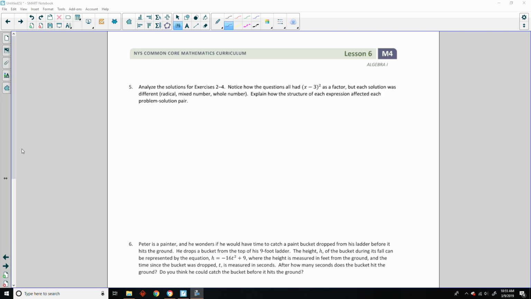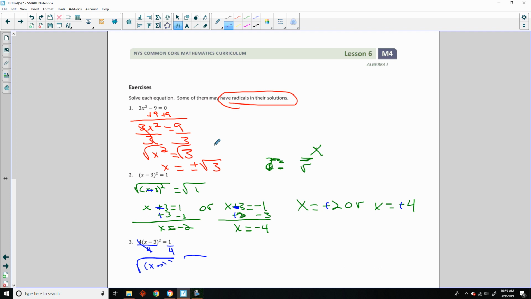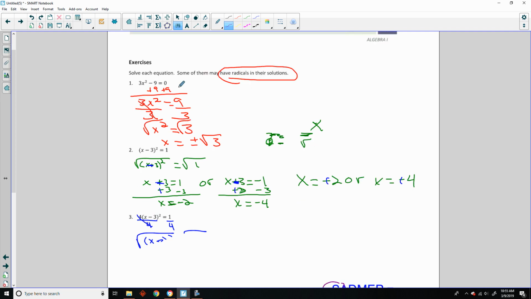So if I go back to the last page and I look at these, this had a 3x squared minus 9. Well, that came out to be a perfect square. So what happens when we have perfect squares?